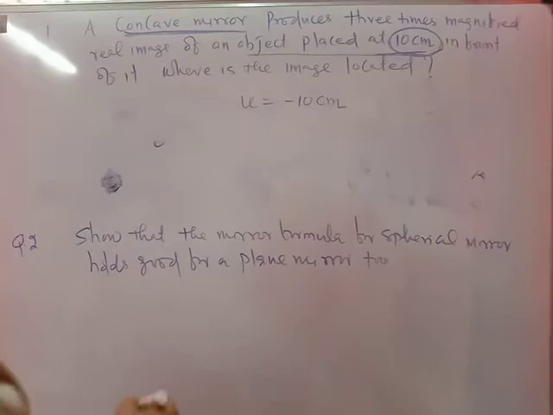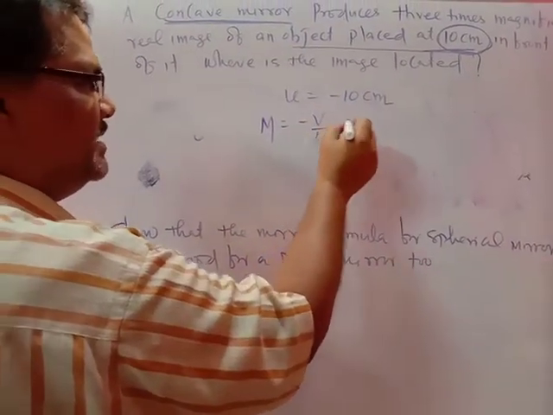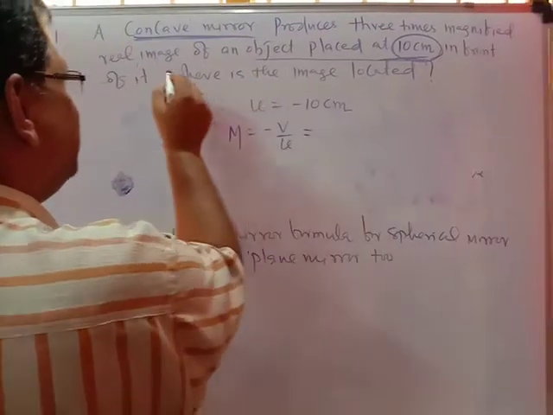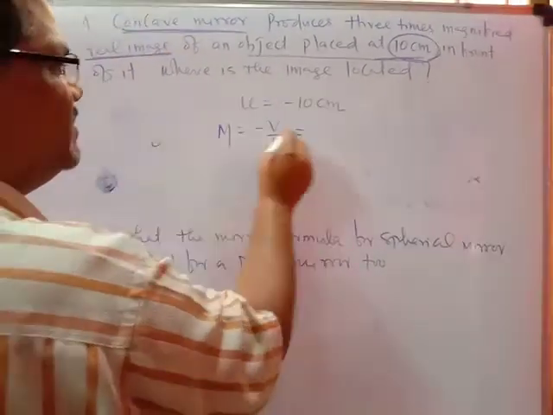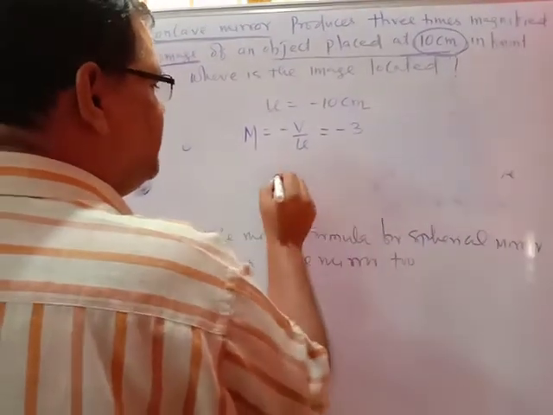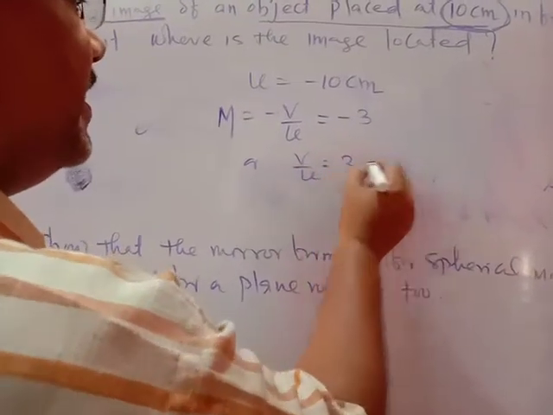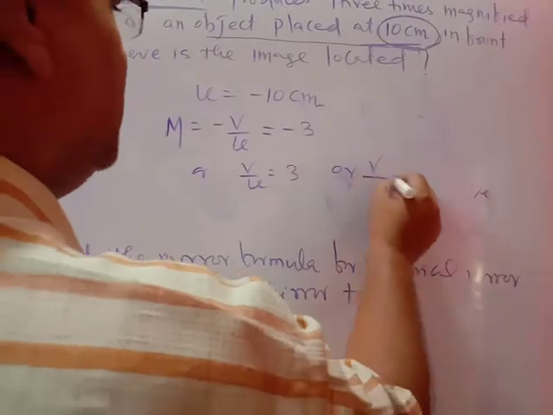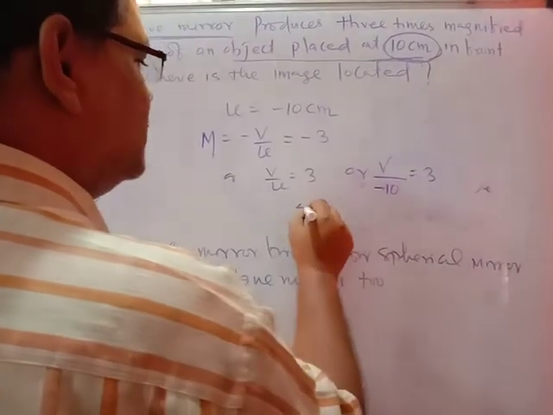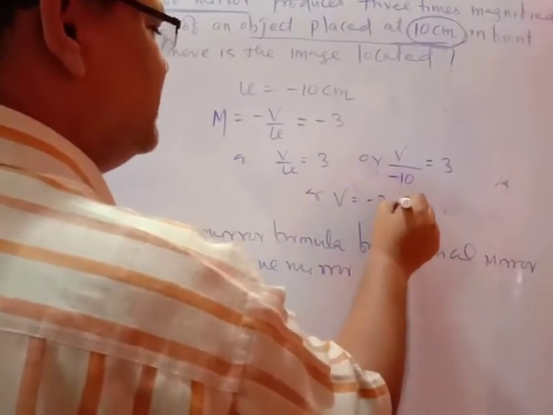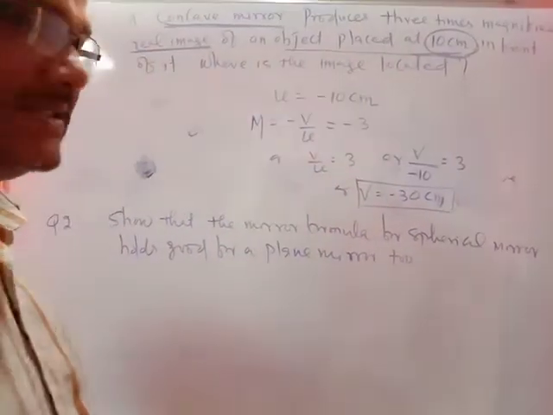You know the formula m equal to minus v upon u. Because a real image is formed, the magnification is always negative, so m equal to minus 3. So v upon u equal to 3, u is given as minus 10 cm, so v equal to minus 30 cm. v is actually the image distance. The image distance equal to minus 30 cm.